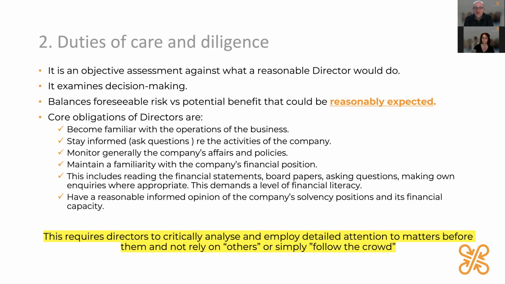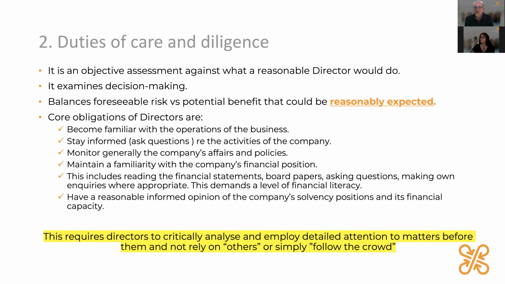And it is what we call an objective assessment. It looks at what would a reasonable director do in that situation 6 months ago, 12 months ago, when they made that decision to go and do this thing, which subsequently went bad. What did they do? What sort of level of due diligence did they take into that decision?